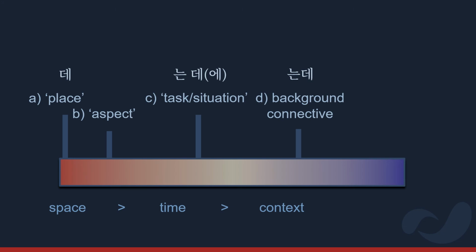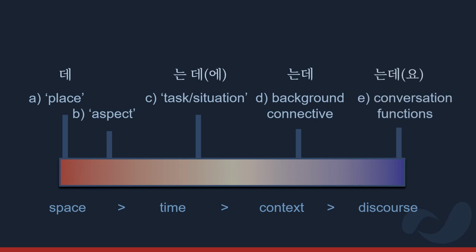The final stage is from clause connective nunder to the sentence final feature nundeyo. The conversational functions of nundeyo are too varied to talk about here, so you can watch an overview in UKG-006 or find the specific usages at UKR-005. We won't say much about this ending other than nunder has now taken on a discourse function.